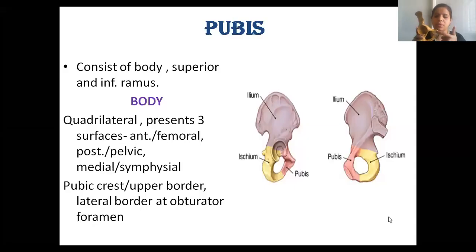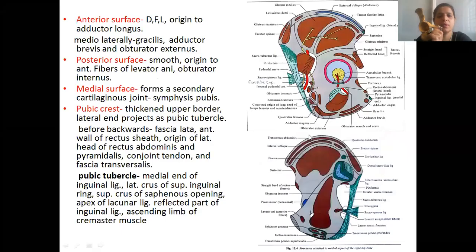Now let me share the screen. See, this is the pubic crest. I hope you have seen more clearly, it forms the upper and lateral border of the obturator foramen. The whole of this thing is the obturator foramen. So this particular point is the pubic crest. Done. Now it has certain surfaces.